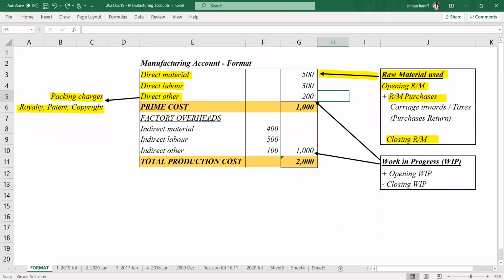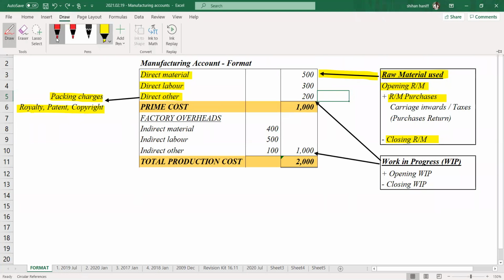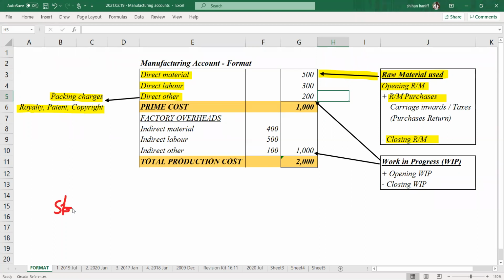Other than that, sometimes business will have, normally a business have three types of stocks. One is the raw material. That's what we took here. Direct material means the raw material. The second type of stock is called WIP. WIP means work in progress. Right? So work in progress means partially completed or half done.